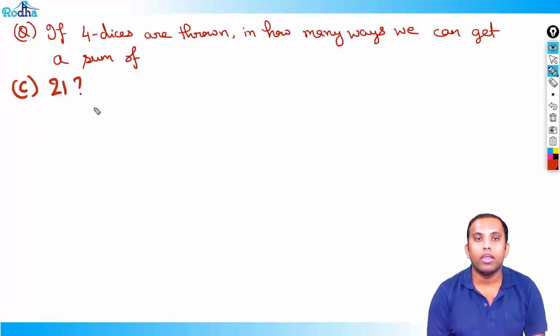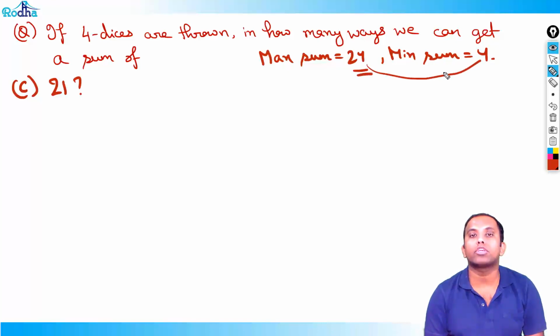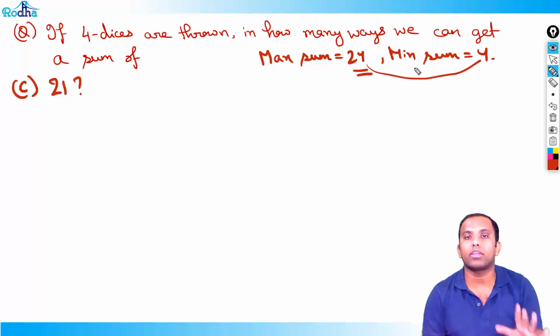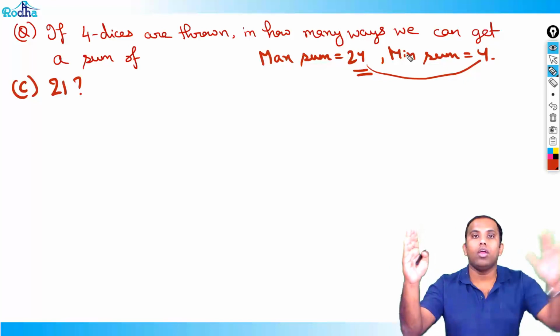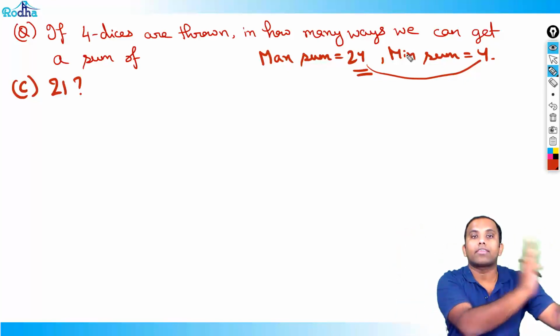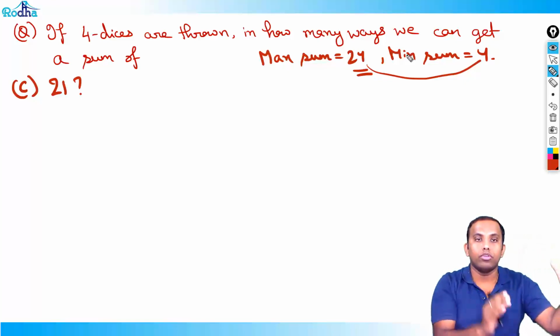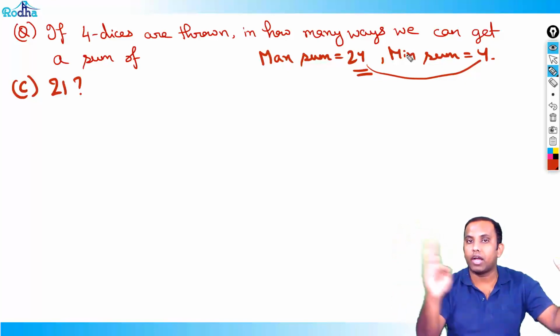For 21, if 4 dice are thrown, the maximum sum is 24 and the minimum sum is 4. First observe this. It is near 24, more than the average of these two, around more than 12, 13, 14. So it is in the next half. One side is 4, the other is 24, this is the middle value somewhere, and this 21 is obviously in the next half, near 24, right?